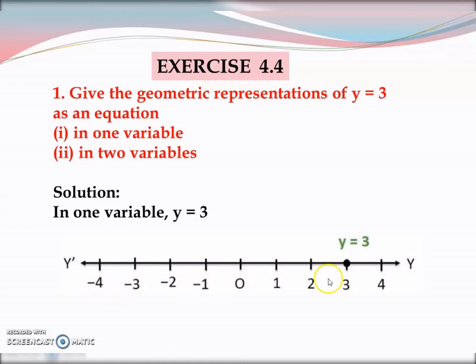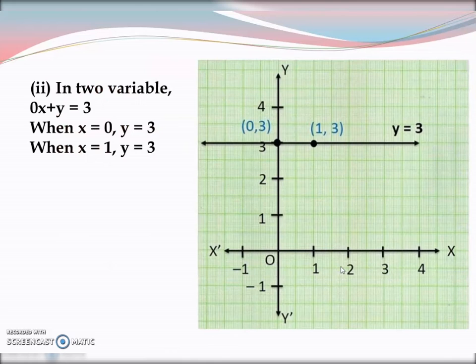Okay, just the axis will be drawn, just like you draw the number line, and this will be the point y equal to 3. That is, this is 0, and after 3 units from 0, that will be y equal to 3. So this is the representation in single variable form. That is the same way as you did number line. Now if we have to write it in two variable form, we can write it that way also.